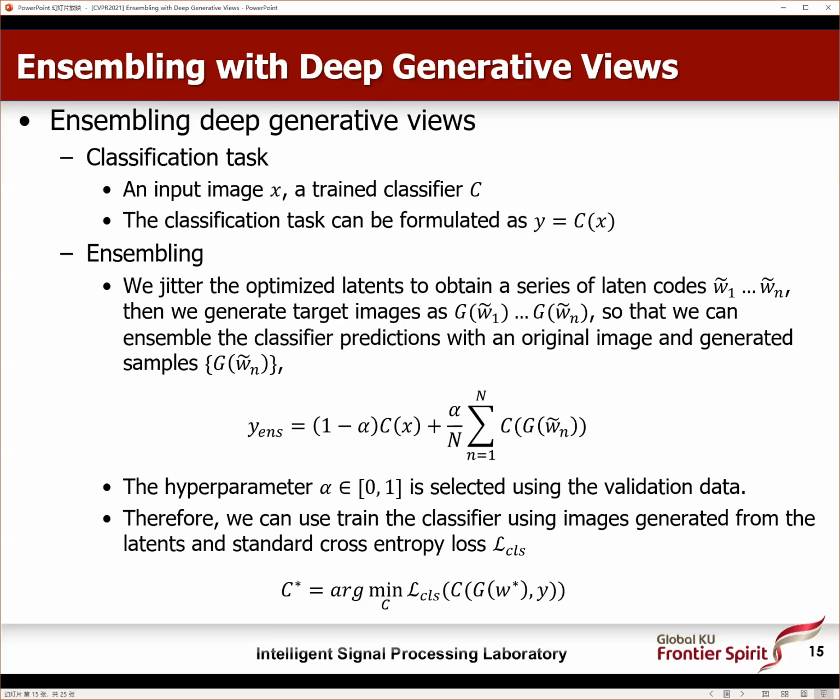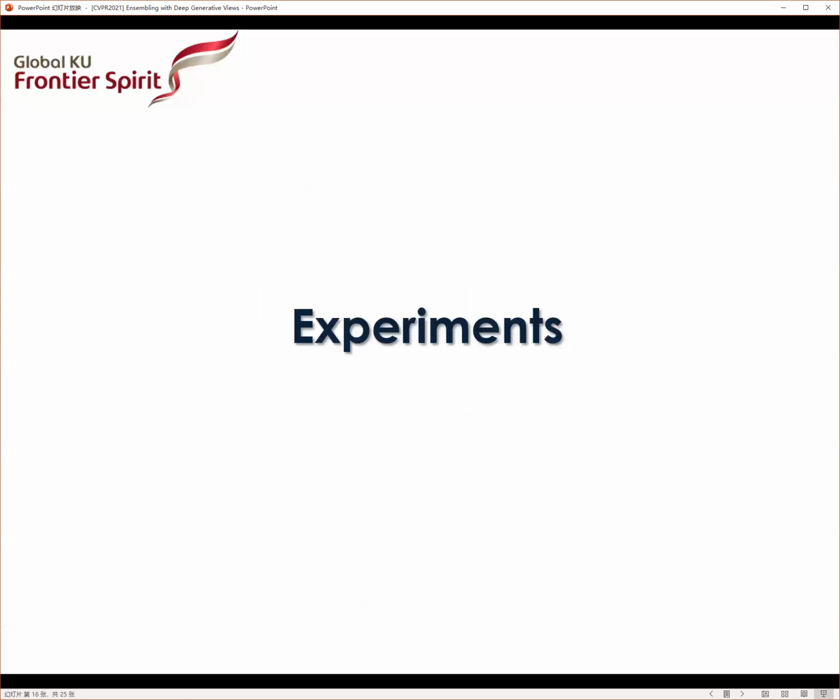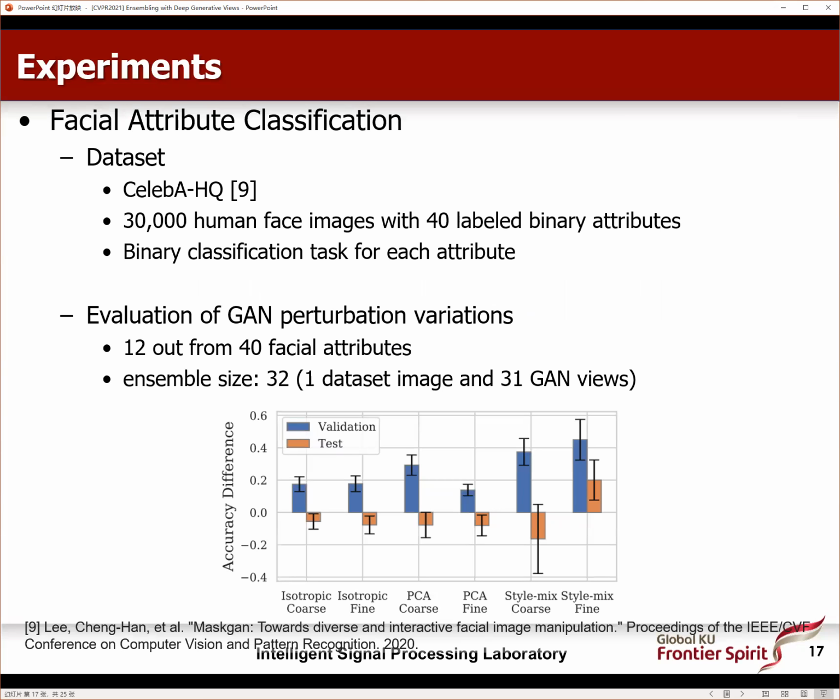That's how we can utilize our generated samples to optimize the classification task. So, okay, let's move to the experiments. The authors of these papers did the experiments on three data sets. The first one is the facial attribute dataset, CelebA-HQ, which contains 30,000 human faces with 40 labeled binary attributes. In these evaluations, we only focus on the binary classification task for each attribute.